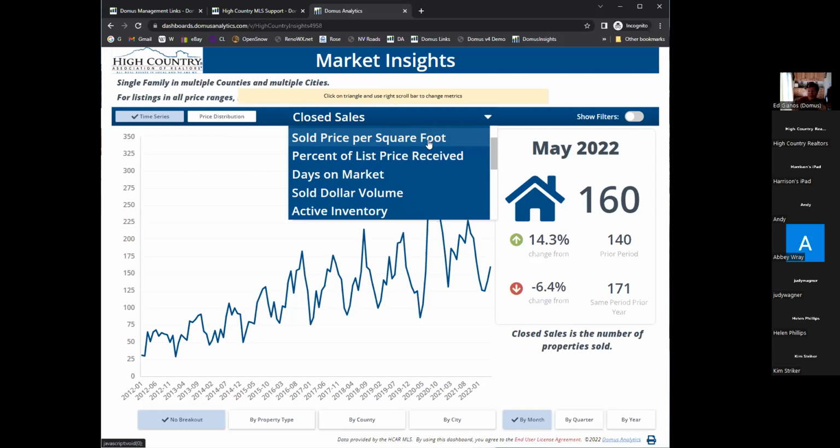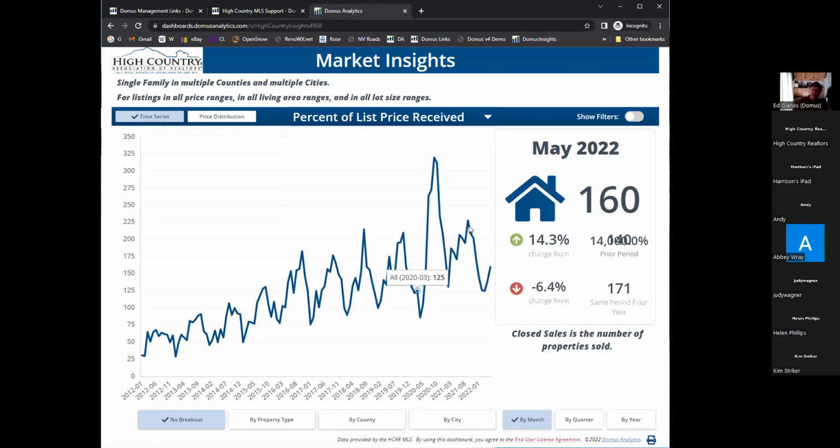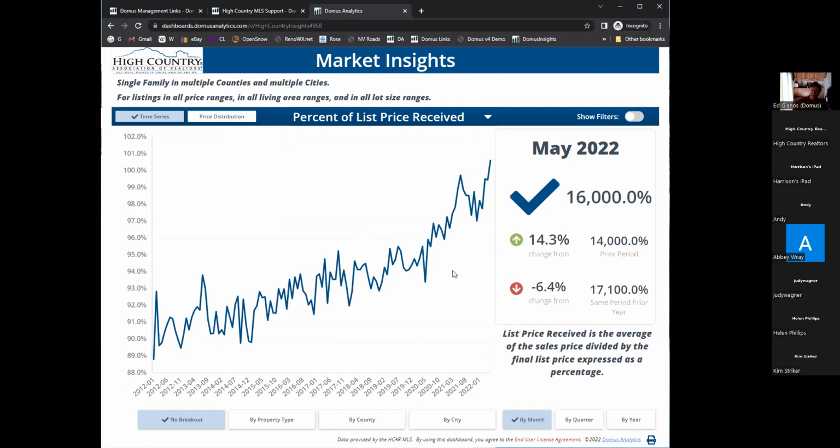That's the metric that, if we're looking at land only, is going to switch around and show us dollar per acre, because that makes sense for land and dollar per foot doesn't. So, percent of list price received. This is a very common industry metric. It is also a very slow moving metric.